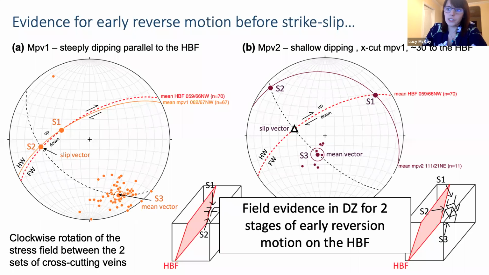But importantly, these small scale strike slip faults that I saw mapped in the damage zone offset these, so it confirms the paleogeographic observations that you've got early reverse motion followed by a later sinistral strike slip.